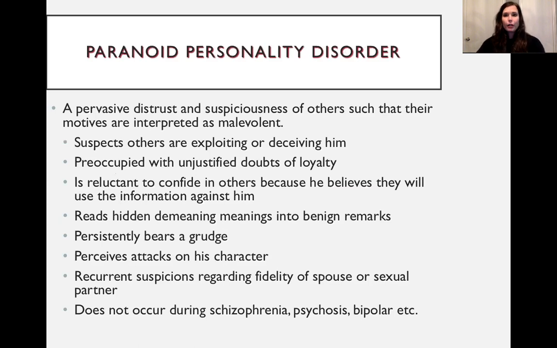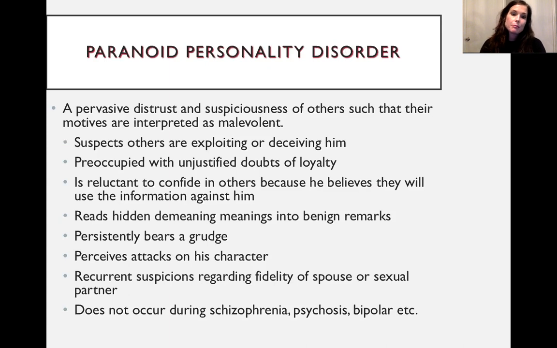So let's talk paranoid personality disorder. A pervasive distrust and suspiciousness of others such that their motives are interpreted as malevolent. So they are paranoid. They suspect others are exploiting or deceiving them. They're preoccupied with unjustified doubts of loyalty. They're reluctant to confide in others because they believe that they will use the information against them.